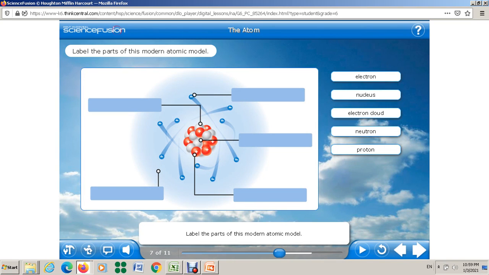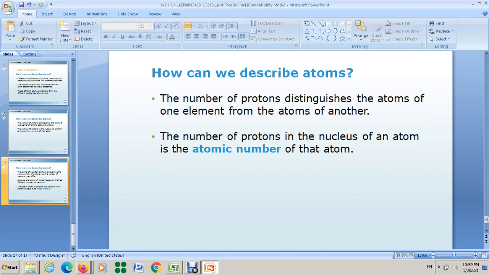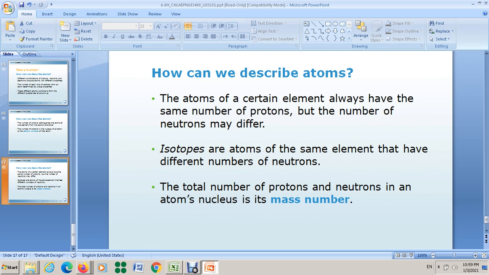Hello everyone. In this video we want to solve some questions and make a virtual lab to build our atom. At the beginning I want to remind you that the atoms of certain elements always have the same number of protons, but the number of neutrons may be different, as we mentioned last time about isotopes. Isotopes are atoms of the same element that have different numbers of neutrons. The total number of protons and neutrons in an atom's nucleus is the mass number.